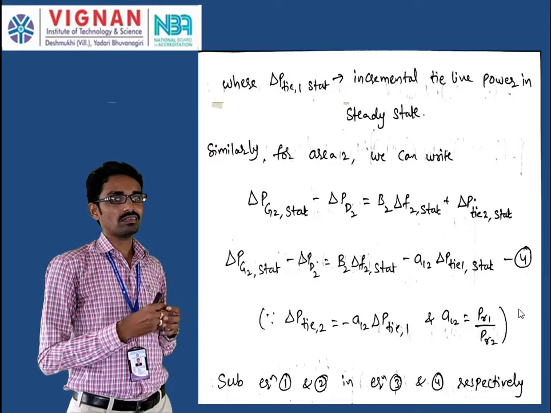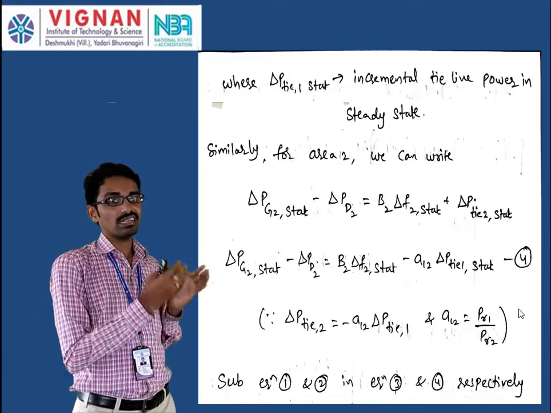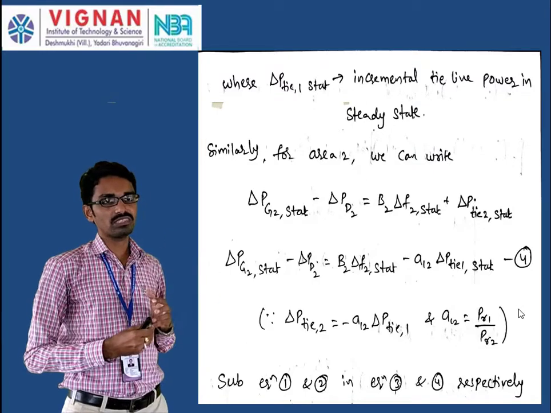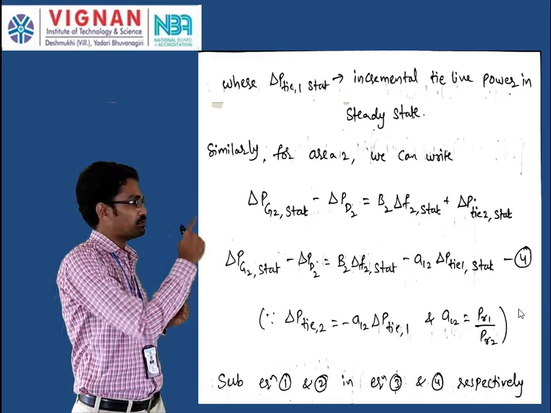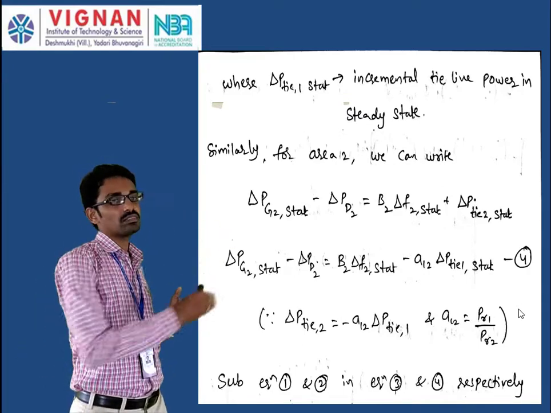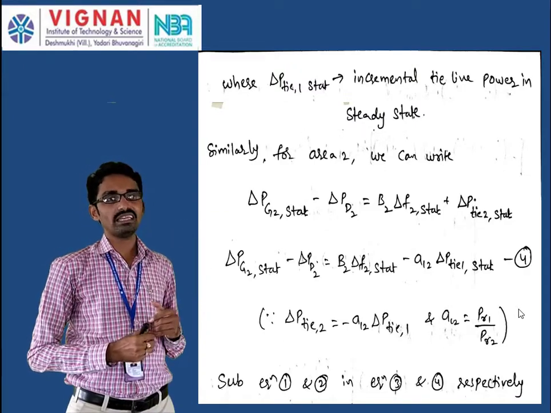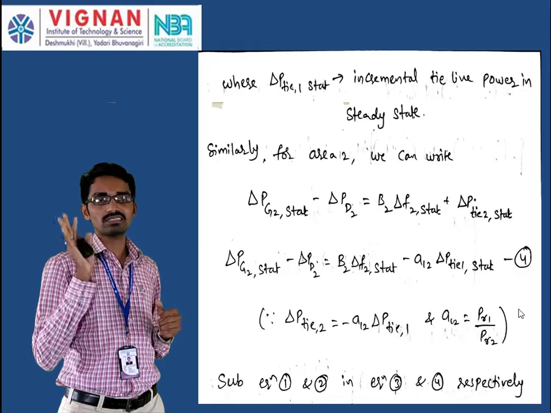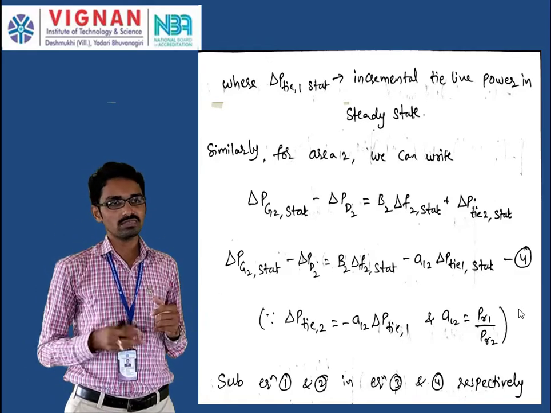If you see here, if I consider the control area 2, we are going to have delta PG2 static minus delta PD2, which is equal to B2 delta f2 static plus delta P tie 2 static. In area 2 we are going to get these values, so your suffixes are going to change to area 2, that's it. The remaining equation is the same for area 1 and area 2. Just the suffix is going to change over here.